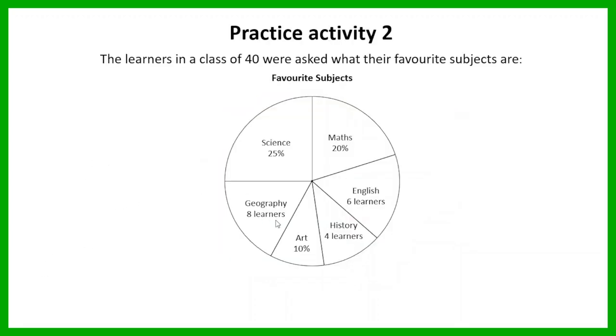Okay, so now let's go and have a look at the second example for today. So in this example, you have been given a pie chart and you're going to be asked questions about it. So first of all, it's important for you to read what it says over here. It says the learners in a class of 40 were asked what their favorite subjects are. Now this is important because you need to know that there are 40 learners in this class. Otherwise you won't be able to answer the questions that you're going to be asked. Okay, so I'm going to give you a few seconds for each of these questions and then we'll go through them.